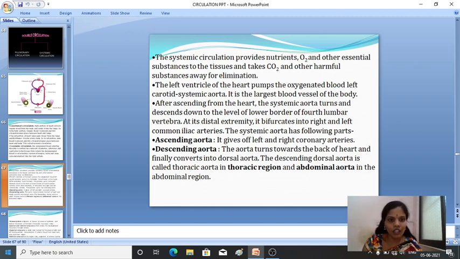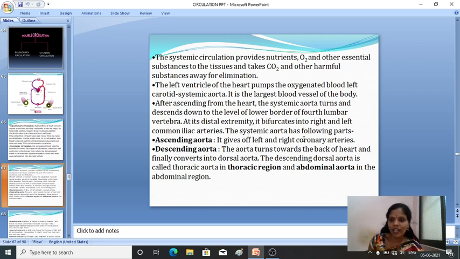The systemic aorta is the largest blood vessel of the body. After ascending from the heart, the systemic aorta descends down to the level of the lower border of the fourth lumbar vertebra. At its distal extremity, it bifurcates into the right and left common iliac arteries.